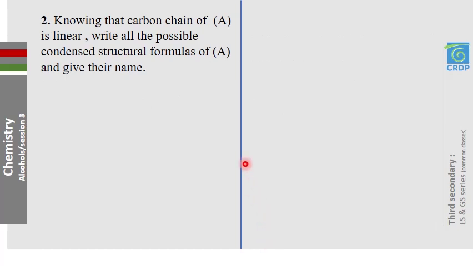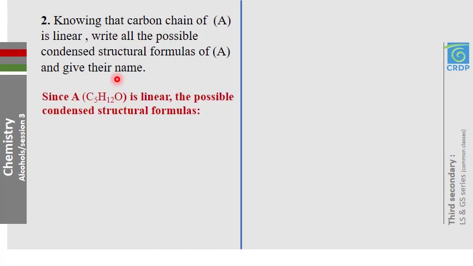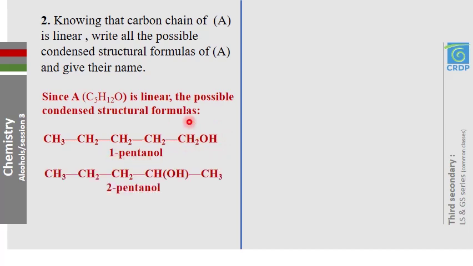Part 2. Knowing that the carbon chain of A is linear, write all the possible condensed structural formulas of A and give their names. Since A is C5H12O, it is linear also. Then draw 5 carbon atoms, put OH on carbon number 1, you obtain 1-pentanol. Then move OH to carbon number 2, you obtain 2-pentanol. Then move this OH to carbon number 3, it is what? 3-pentanol. You can't move it more.